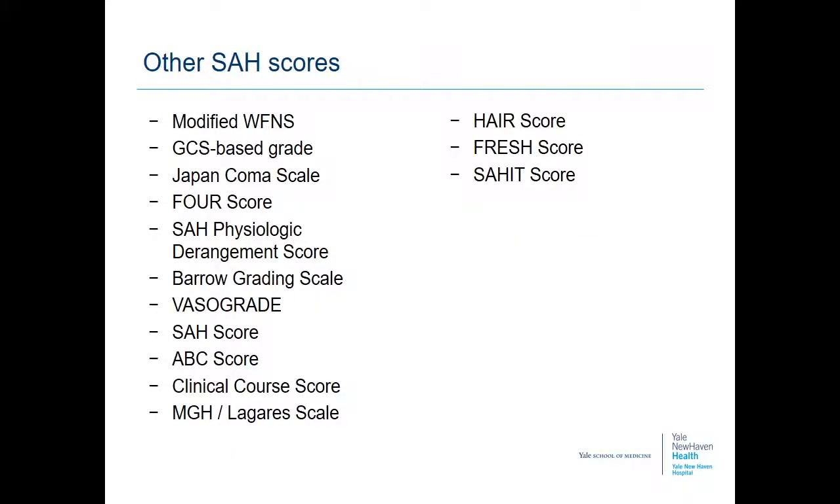I've listed here a wide array of different subarachnoid hemorrhage grading scales that have otherwise been developed in the literature. Some of these, like the I-score I showed you for ischemic stroke, have online calculators or even iPhone apps that one can use to look at outcomes. They come with the same caveats with regards to clinical grading scales that we discussed earlier for stroke and for intracerebral hemorrhage.